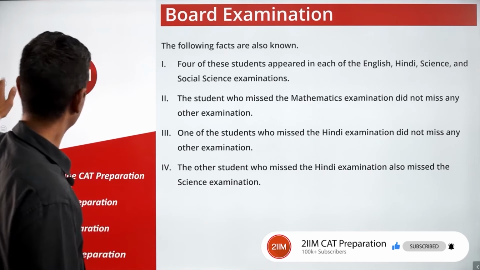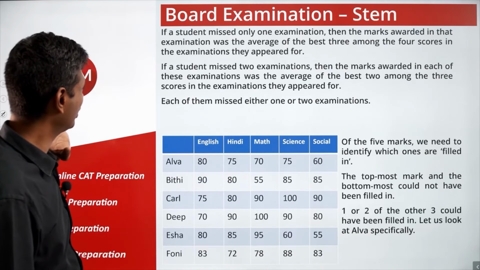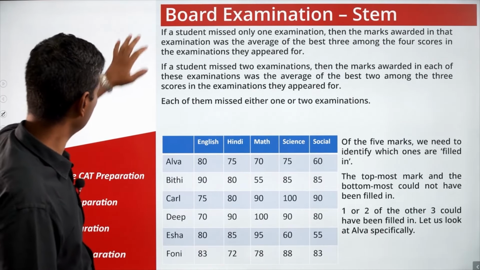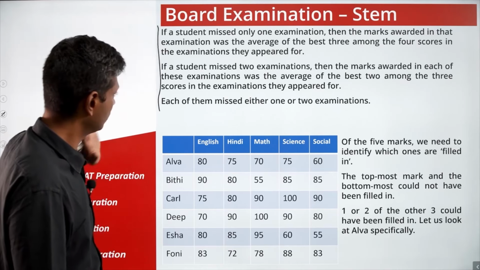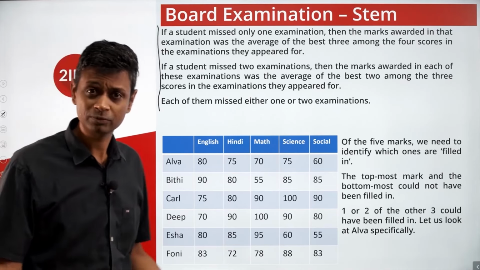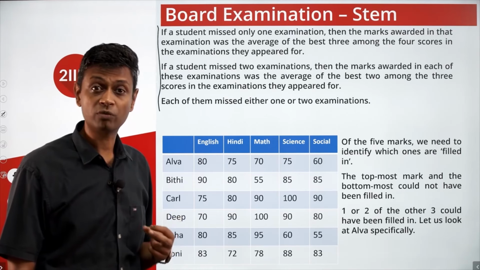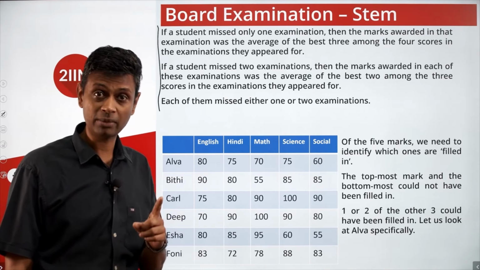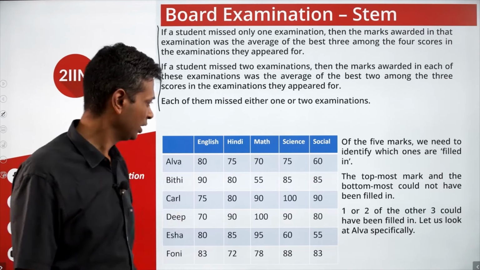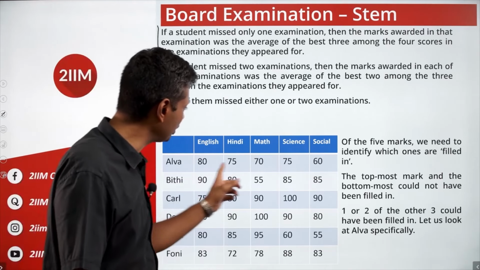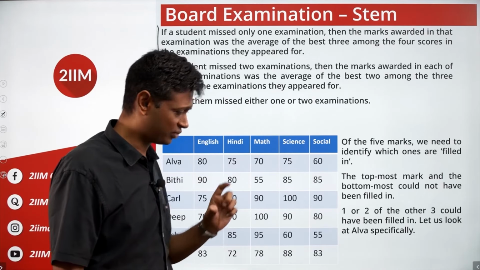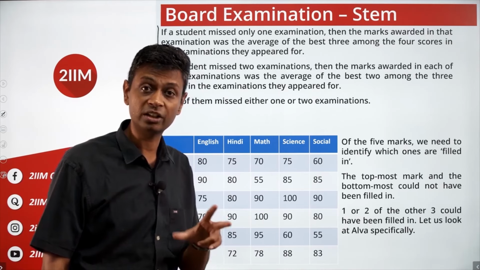Lovely. First of all, I'm going to look at the table and then try to find out, use the first set of constraints. Right? So if you miss a test, then if you missed 2 exams, average of best 2. If you missed 1 exam, average of best 3. Right? So some score here is average of first and second or first, second and third.